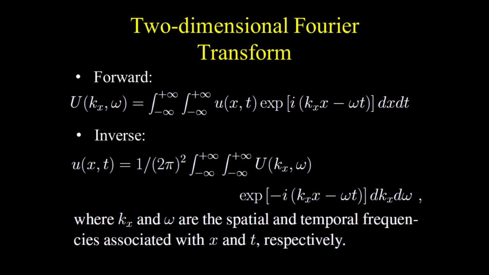kx and omega are the spatial and temporal frequencies associated with x and t respectively. The spatial frequencies are also known as wave number and temporal frequencies simply as frequencies.